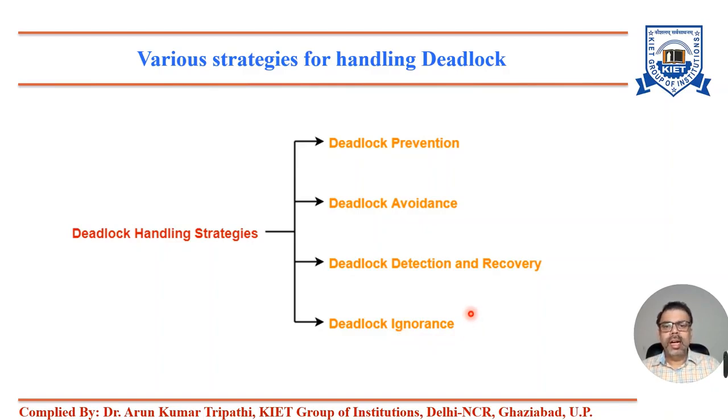So this is the last strategy, in which we will never take care of the deadlock. We will allow it: if it happens, then it's okay. If it does not happen, then it's okay. We will go with whatever condition we have initially. But these are the three important techniques, so we will discuss them one by one.